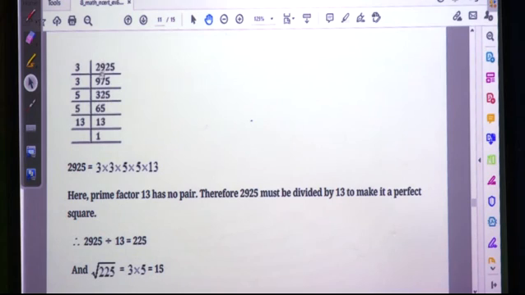3 9s are 27, 2 remaining. 3 7s are 21, 1 remaining. It is 15, 3 5s are 15. Next, again by 3, 3 3s are 9, 3 2s are 6, 1 remaining, next value becoming 15, 3 5s are 15.